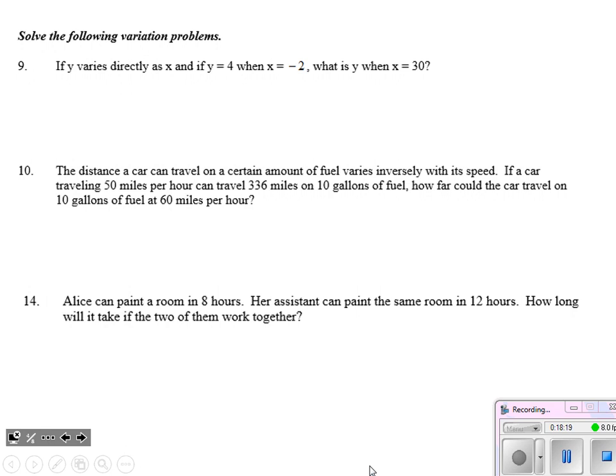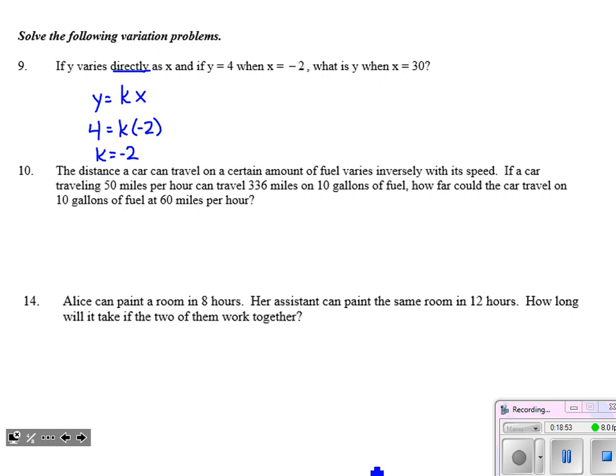All right, next, to open up the chapter, we talked about variation. And number 9 says, if y varies directly as x, and then we're given a condition, y equals 4 when x equals negative 2, what is y when x equals 30? Well, remember, a direct variation means that our y value is equal to some constant times our x value. So if y equals 4 when x equals negative 2, I can find that k value, the constant of variation. In this case, k equals negative 2. Right? I would divide both sides by negative 2, just solve for k.